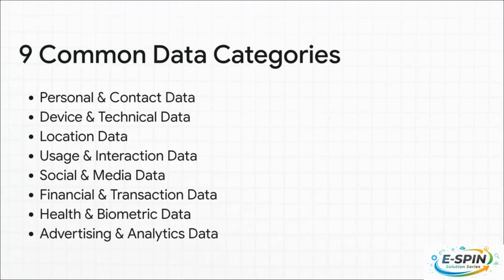Let's be honest. Modern apps are basically data vacuums. They suck in everything, right? Personal info, location, social media, even financial and health data. And here's the kicker. Every single one of these categories isn't just a cool new feature for your app. Nope, it's another heavy layer of risk and responsibility you're piling on.